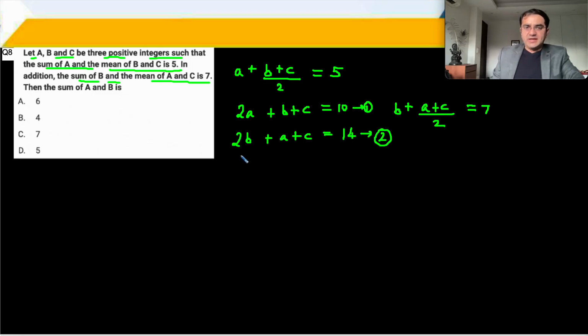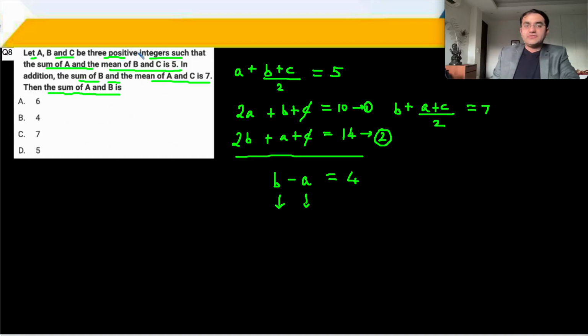Now subtract these two equations. Subtract, so you get 14 minus 10. That's 4. And then C will get cancelled and you will get B minus A equal to 4. 2B minus B is B and A minus 2A is minus A. So I get B minus A equal to 4. Then the sum of A and B is. So let's try some possibilities.